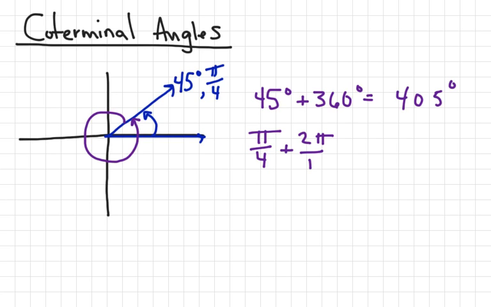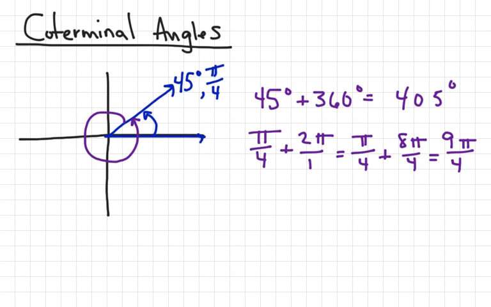Remember, in order to add fractions, they must have a common denominator. So I need to make these be equivalent fractions. 2 pi is the same as 8 pi over 4. Now they have a common denominator, and I find out that I'm at 9 pi over 4.